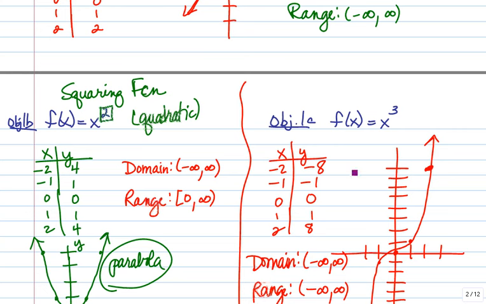Do you remember this cubing function? Negative 2, negative 8, 2, 8, right? Opposite values of x had opposite values for y. Negative 1, negative 1, 1, 1. Opposite values for x had opposite y values. That's what it means to be symmetric with respect to the origin.